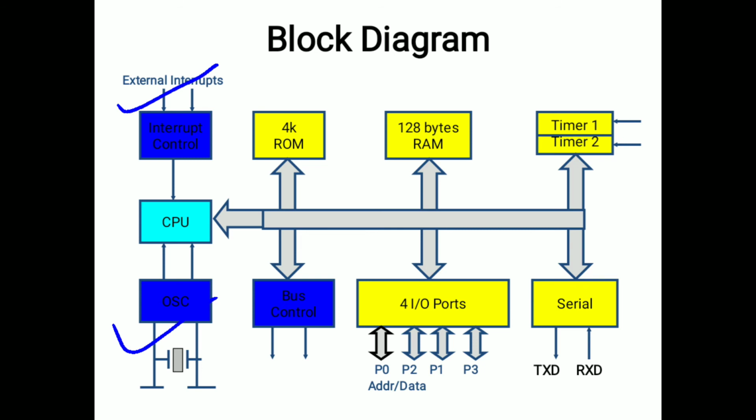Then it has 4 ports, P0, P1, P2 and P3, and it has a serial port also, through which a signal can be transmitted or received. It has 4 kilobytes of ROM and 128 bytes of RAM. It has two 16-bit timers. So all this is the internal architecture, or the block diagram, of the 8051 microcontroller.